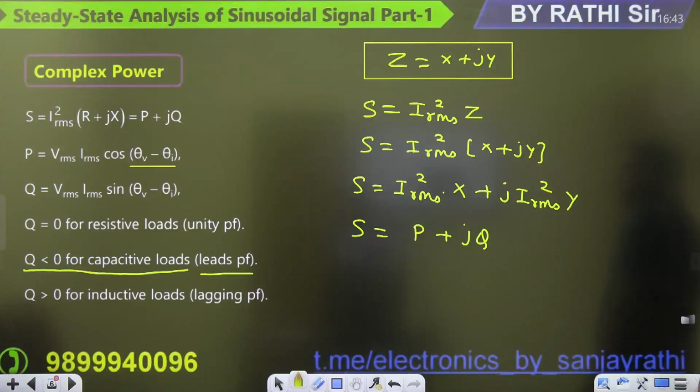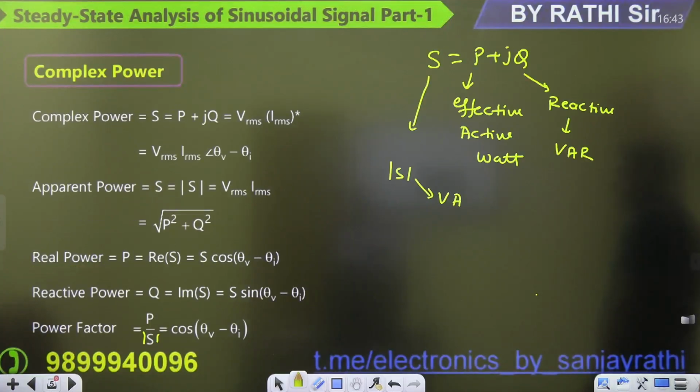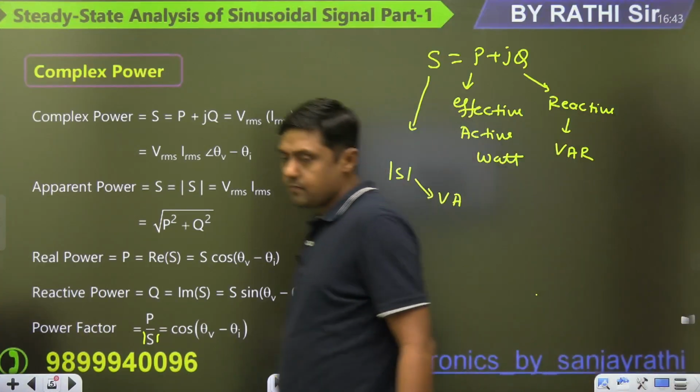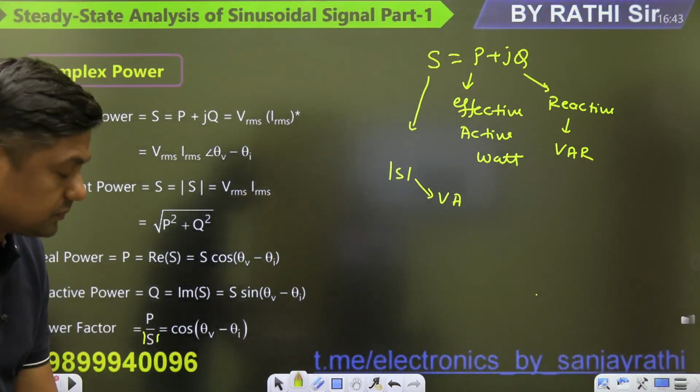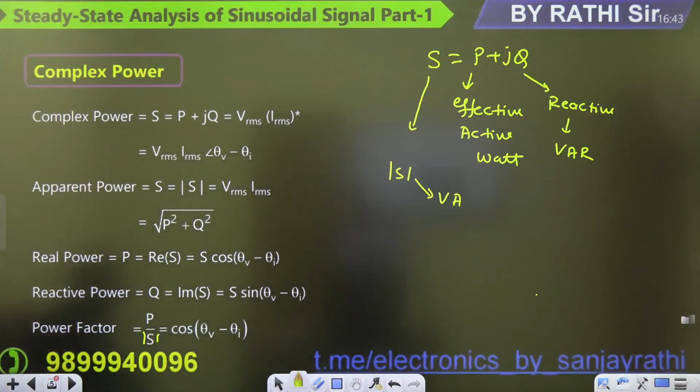If there is any problem in complex power, you can ask. In a previous class, I have given the idea about what complex power is and so on. We will calculate it. For a few questions, we will calculate first of all. Any doubt? Read it carefully. If you have any doubt, then please ask.